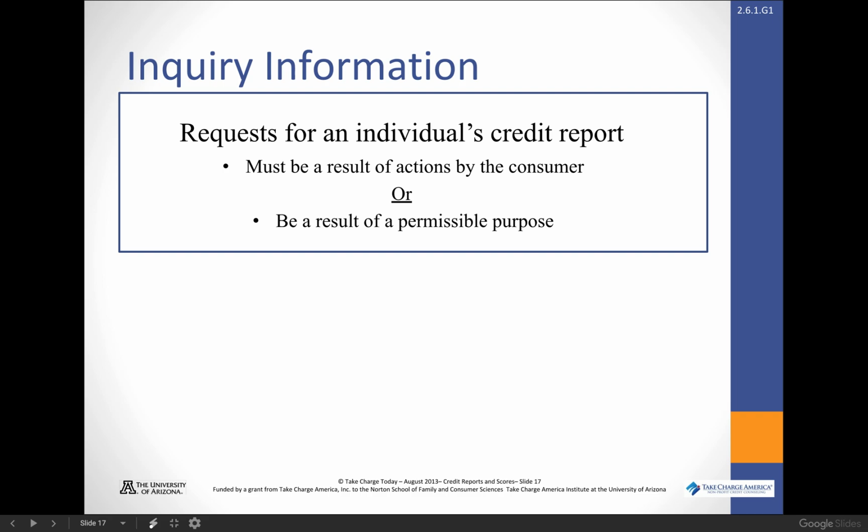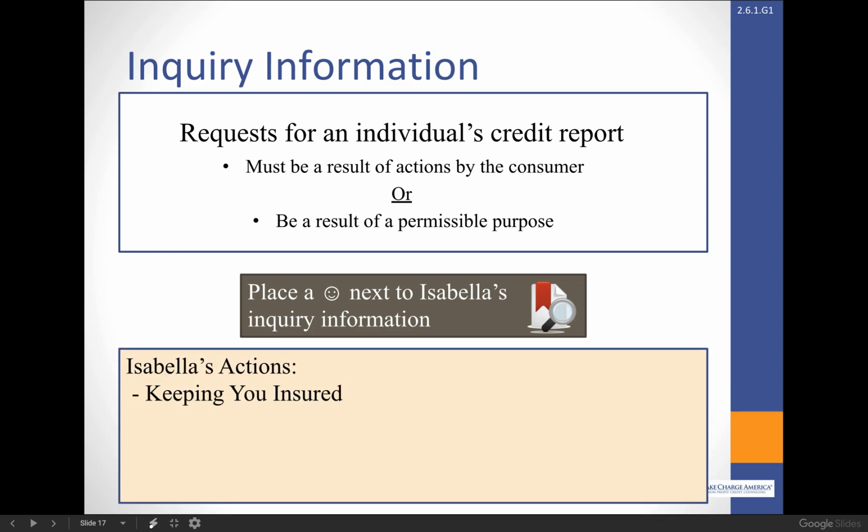And then inquiry information. This is going to be requests for an individual's credit report. And so in order for this to happen, it can be a result of actions by the consumer, again, meaning that you are trying to open a new line of credit, you're trying to get a new loan, something like that. They're going to try and look at your credit report or your credit scores. If that happens too often, it doesn't look great on your part.